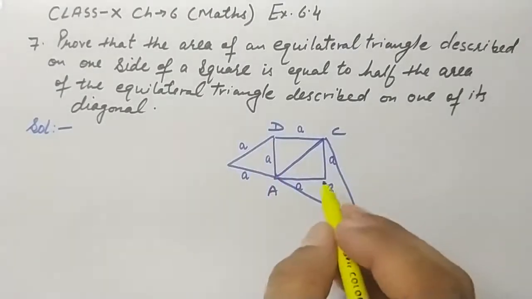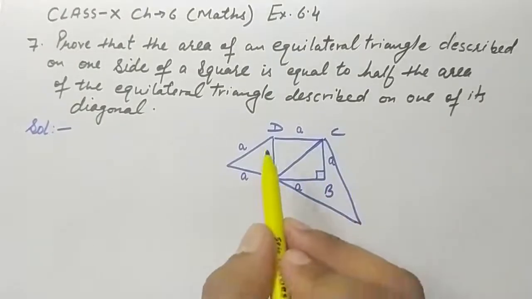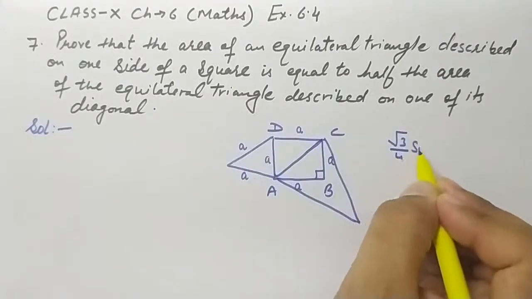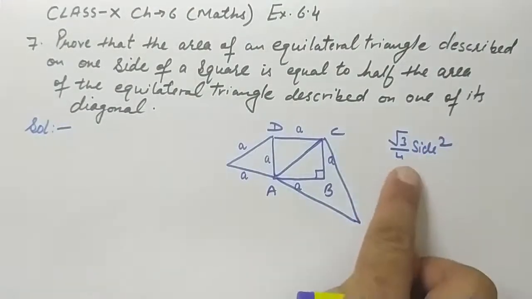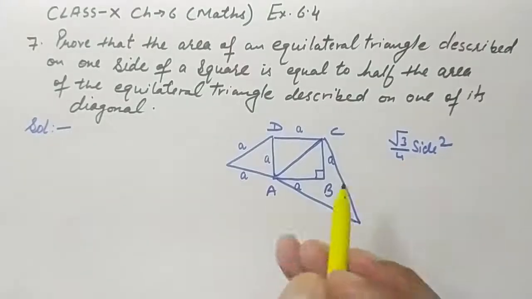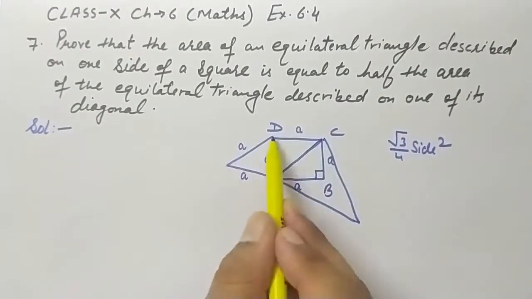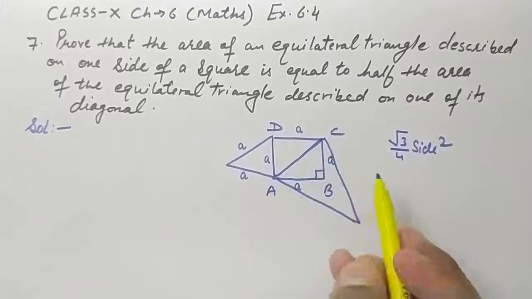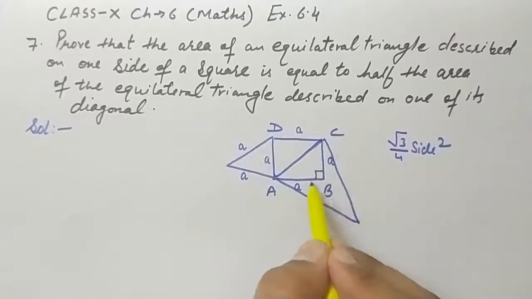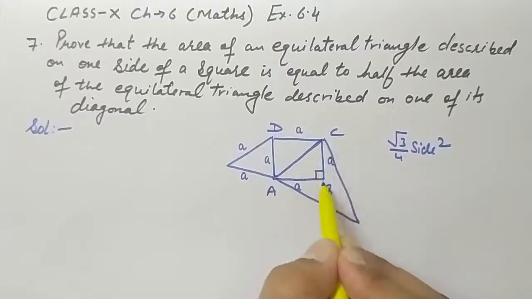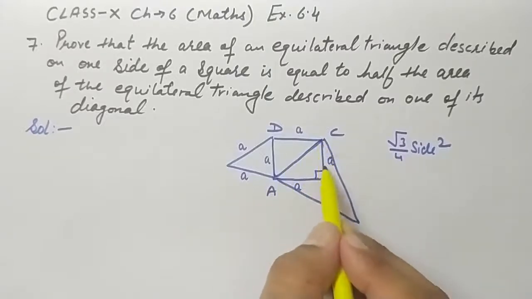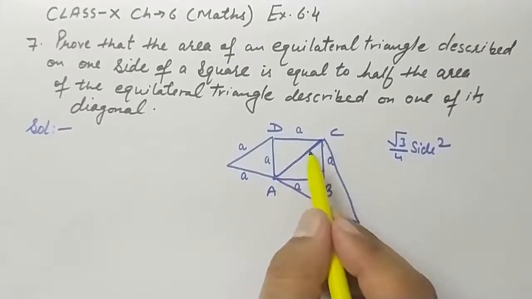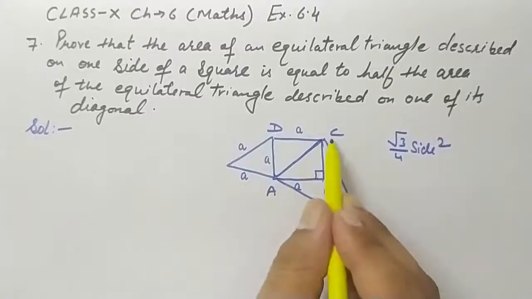Okay, so here we know the area of an equilateral triangle is root 3 by 4 into side square. In this triangle we have a side, that is A unit, but in this triangle we do not have the side length. So we'll find the side of this equilateral triangle by using Pythagoras theorem in triangle ABC. See here in triangle ABC, this is A unit, this is A unit. We'll find AC with the Pythagoras theorem. If AC comes, then we have the side of this equilateral triangle.